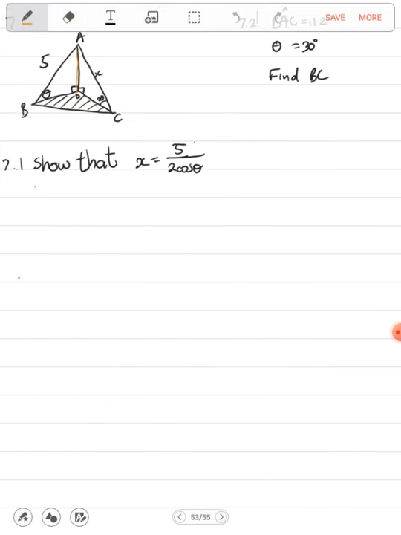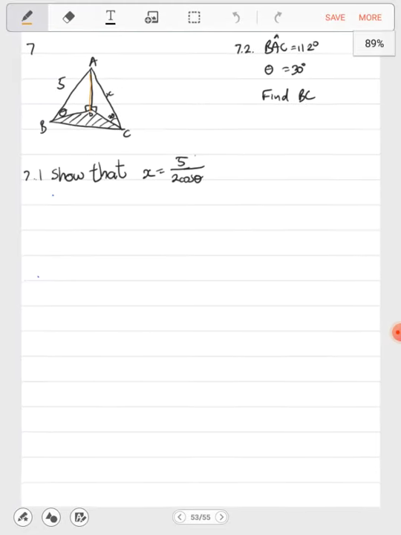Right, here's question 5. And this was the 3D diagram that was given to you. And you first need to show that x is equal to 5 over 2 cos theta. Right, let me look at my question paper here. Okay. You need to read the question carefully, but everything mentioned in the question is in the diagram. So we shall go straight ahead and start doing 7.1. You need to show that x equals 5 over 2 cos theta.